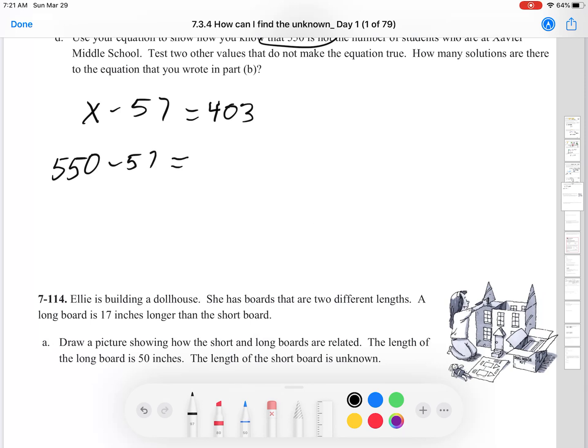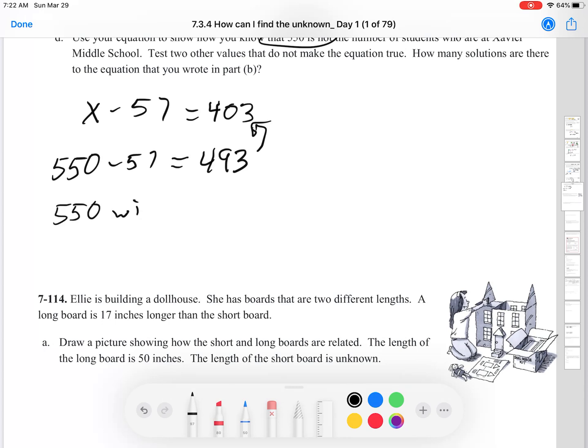Well, 550 minus 57, excuse me, is 493. Is that what we have? No, of course not. So 550 does not work, right?